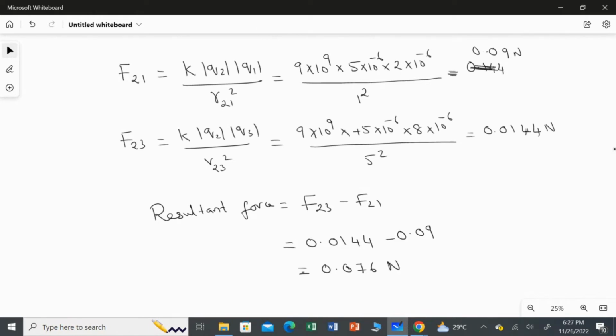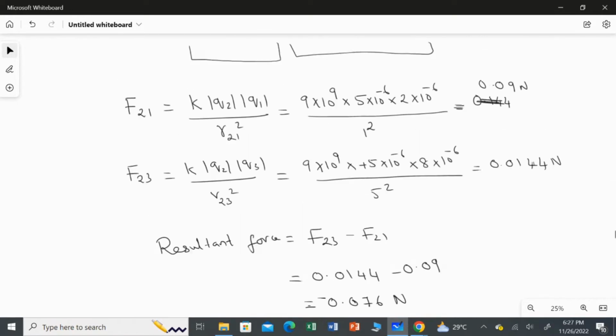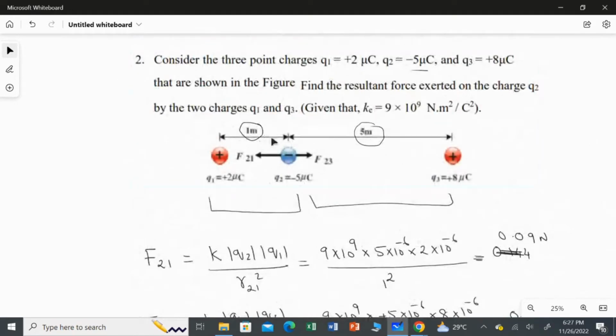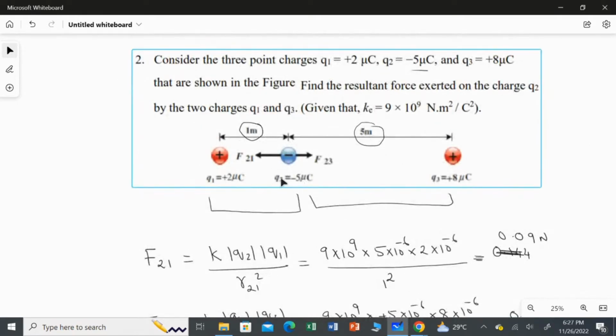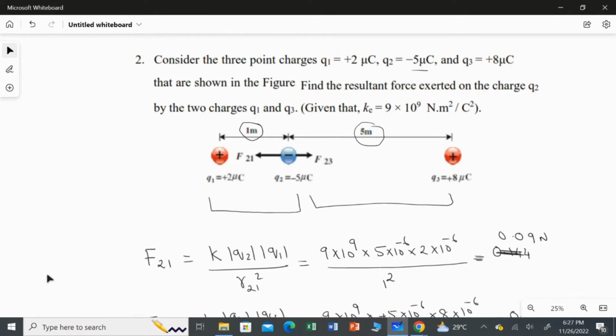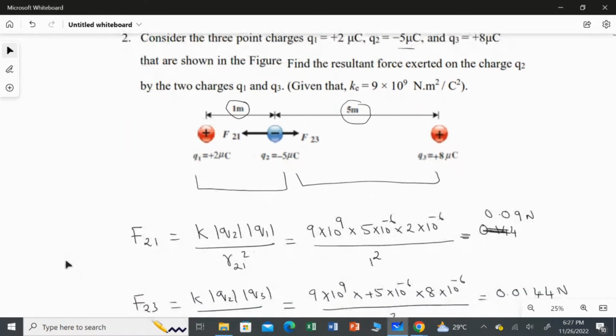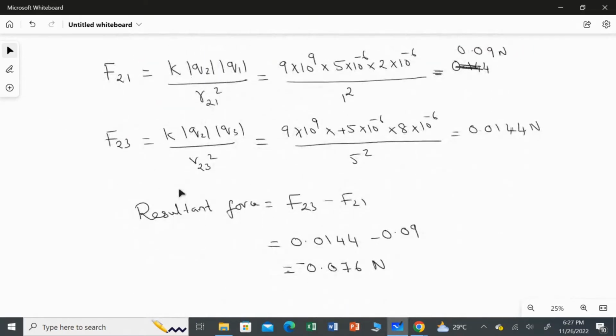Unit is Newton. And here we have to mention which direction. So actually here the answer is negative, am I right? As I already mentioned, you have to see the figure. So the distance between charge 1 and 2 is only 1 meter. So this negative charge will move to the left hand side. That's the reason our resultant force is negative. Clear? Okay. So this is the procedure for the second question.